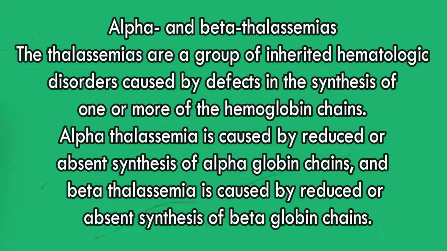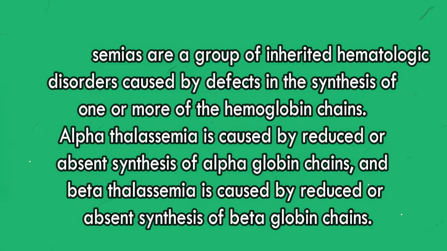Alpha and beta thalassemias. The thalassemias are a group of inherited hematologic disorders caused by defects in the synthesis of one or more of the hemoglobin chains. Alpha thalassemia is caused by reduced or absent synthesis of alpha globin chains, and beta thalassemia is caused by reduced or absent synthesis of beta globin chains.